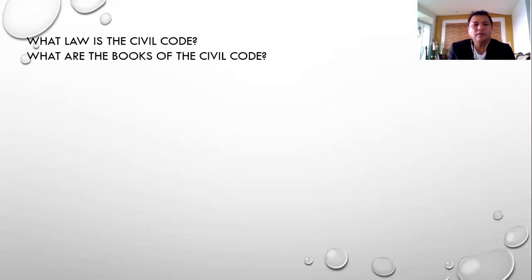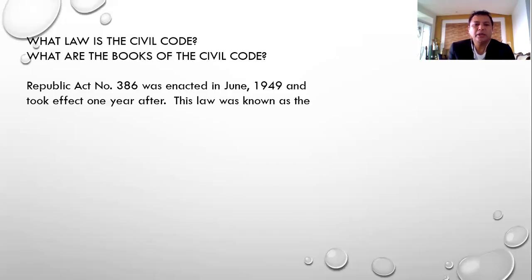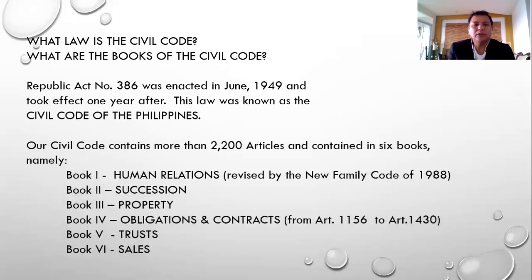So what is the Civil Code of the Philippines and what are the books of the Civil Code? Congress enacted Republic Act number 386 way back in June 1949, and it took effect 1 year later. This law was known as the Civil Code of the Philippines. It contains 2,200 articles in 6 books. First book is the Human Relations or the Family Code. This book contains the different responsibilities of family members and the different types of persons.